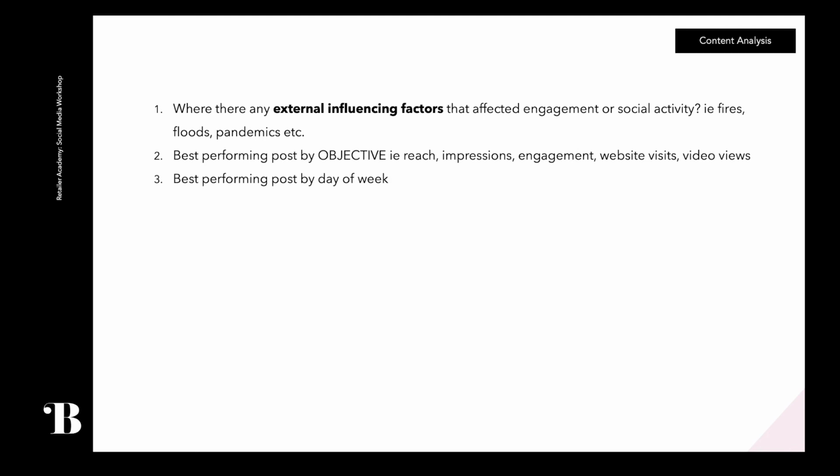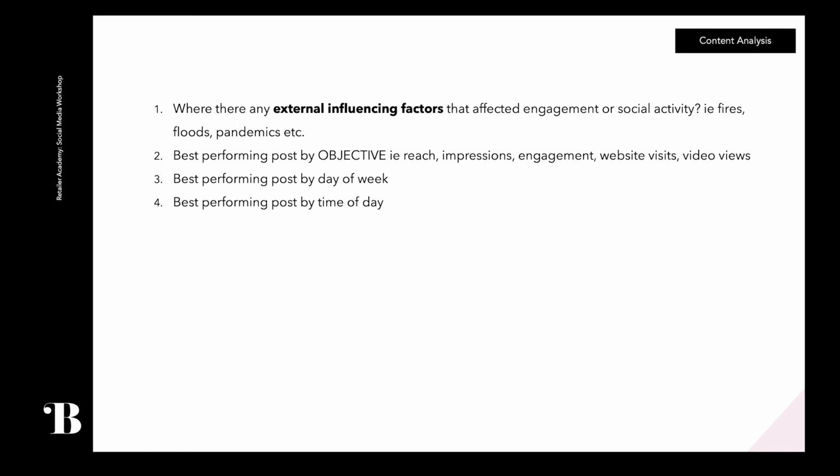Number 2 is start analyzing your content based on the objective. So is your objective reach? How did it perform? If your objective was video views, how did that perform? Now, some of the things that might affect your objective is the external factor, but also what day of the week that you posted it and what time of the day that you posted it. Those 2 things might affect your overall objective greatly. So I've only been able to work this out by practicing, and that's what you need to do. Post on different times and different days of the week and see what happens.